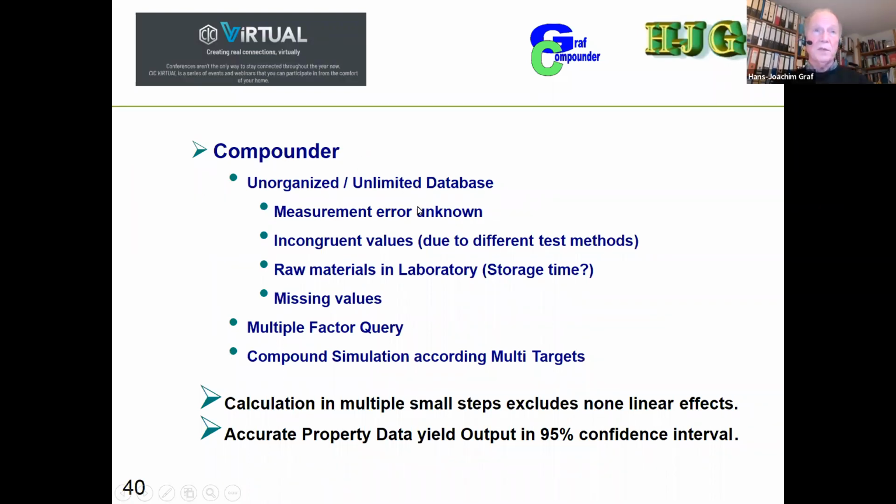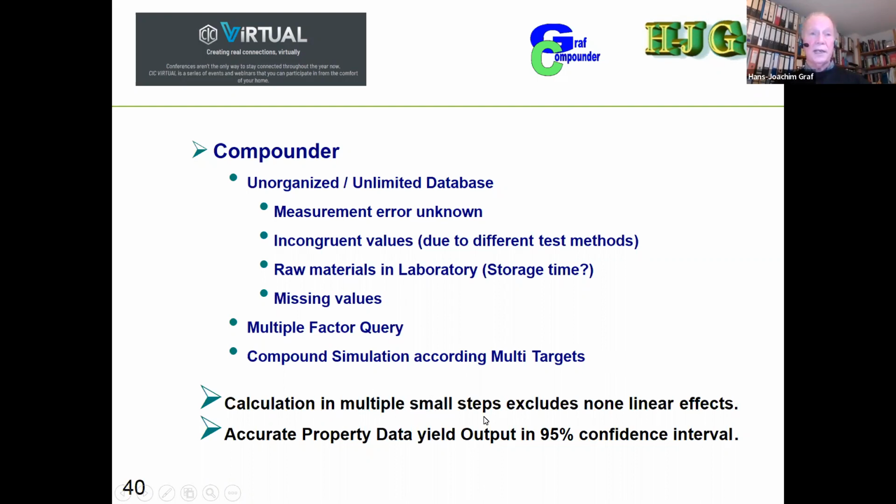And when we deal with historic data, we have at least a lot of bars to jump over. That is, a measurement error is unknown. Incongruent values, maybe their raw material, are they properly stored in the lab? Yes, we know reality is sometimes different from what we think it is, but we can still work with that, and we can do multi-factor query and do a type of compound simulation according to spec.